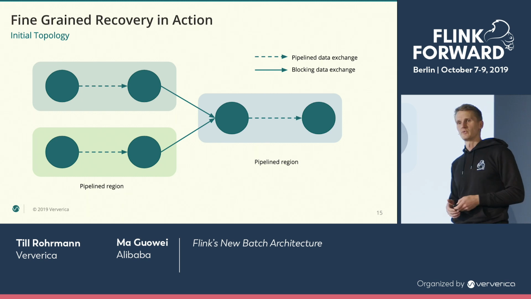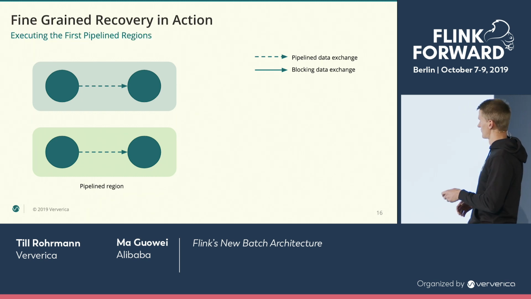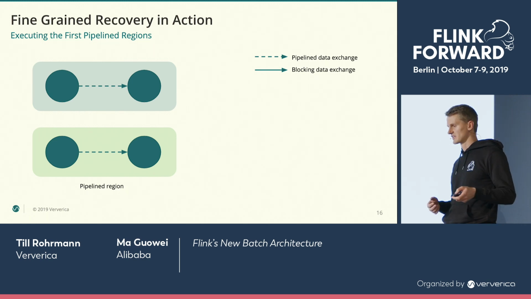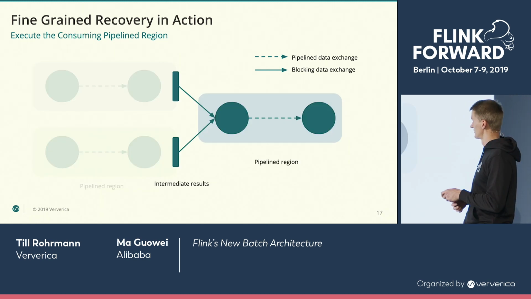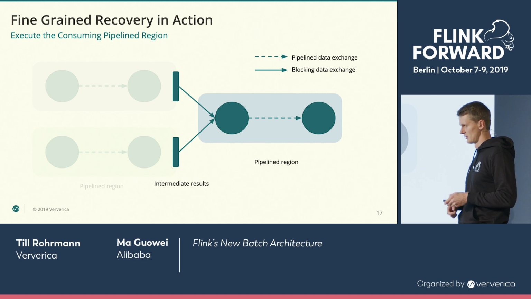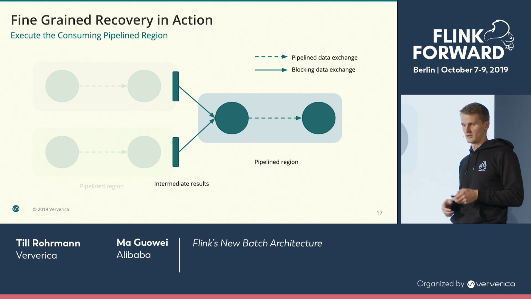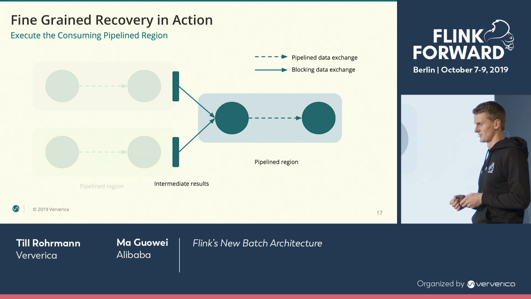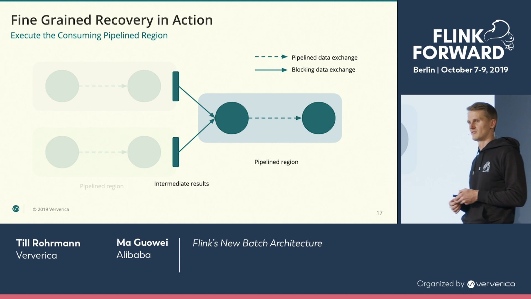Okay, how would we execute it? First we would start the first 2 pipeline regions. They would consume some data from somewhere and produce some results. Once these results are ready, we schedule the 3rd pipeline region, which consumes the intermediate results, which are stored somewhere, well, concretely in this case, when using Flink's netty shuffle service on the task managers.